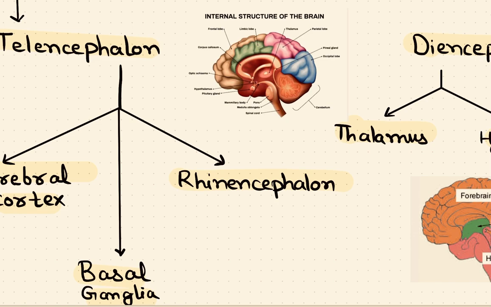Corpus striatum is further divided into caudate nucleus and lentiform nucleus. This lentiform nucleus is further divided into two: lateral putamen and medial globus pallidus. Okay, so these were the things which comprise the telencephalon or cerebrum.